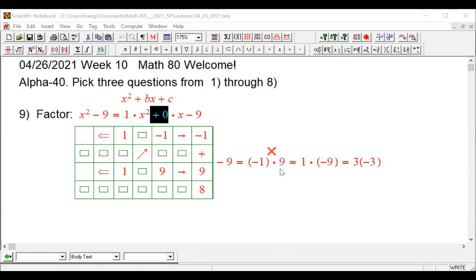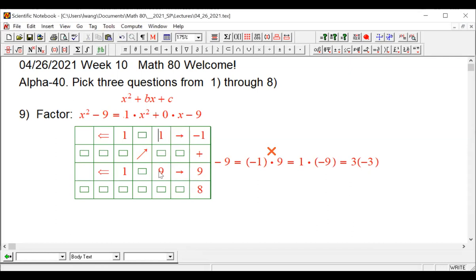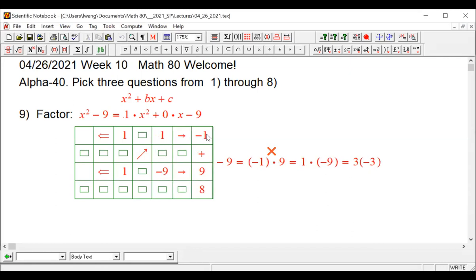Okay, so this option is out. How about 1 times negative 9? Well, 1 times negative 9 is also not going to work if you just quickly check these. So this is a positive 1 and this is going to be negative 9. So you have a negative 8. It still doesn't match, right? You guys follow me? Okay, so next, and of course, we know that this doesn't work.